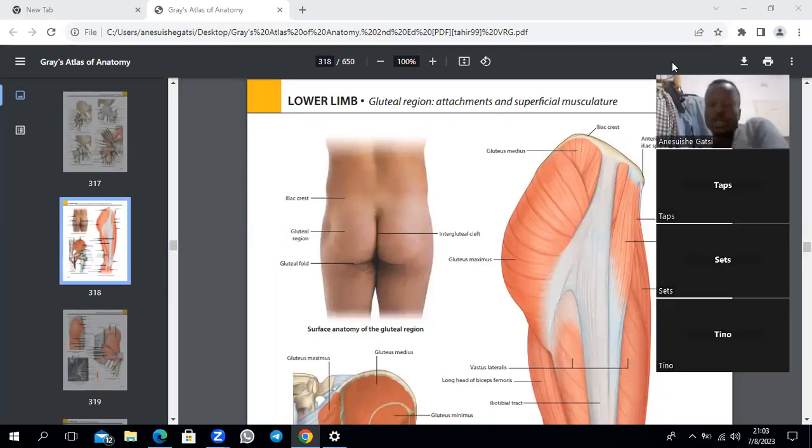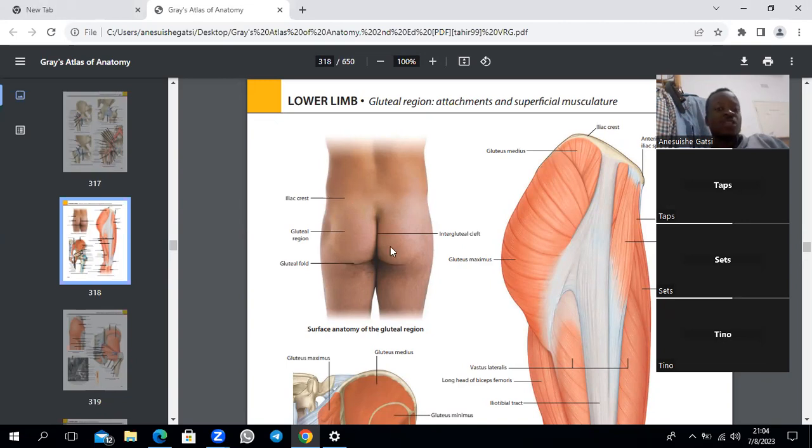All right, so the region that we refer to as our gluteal region, it extends from the iliac crest in this region, where you can palpate for your iliac crest on the hip bone, to the gluteal folds here. Right? That's what we call the gluteal region.